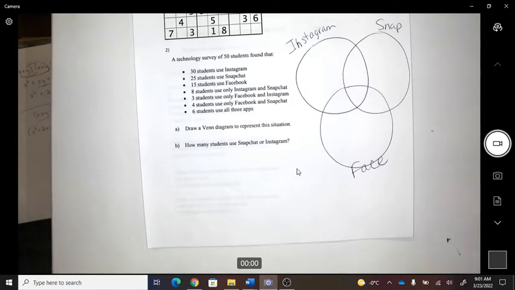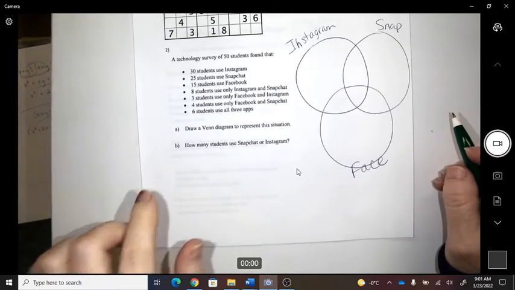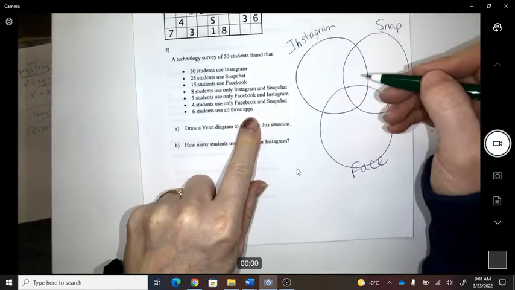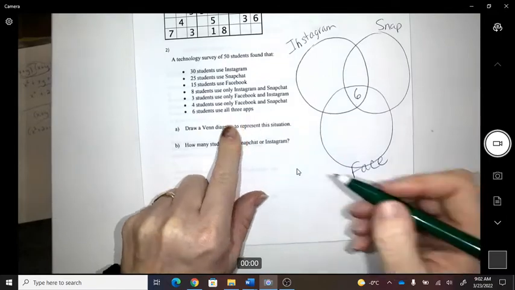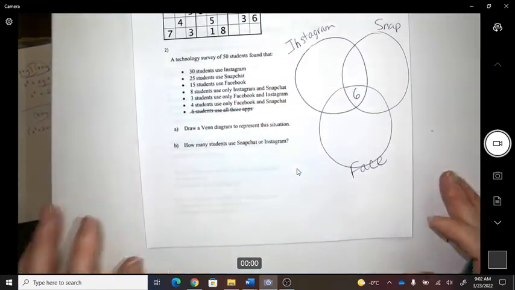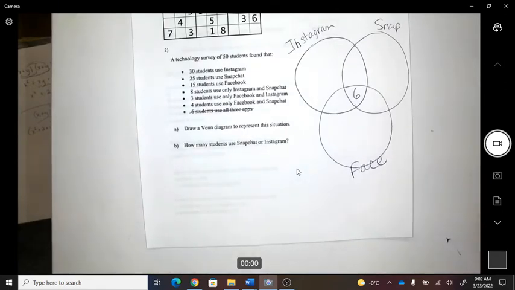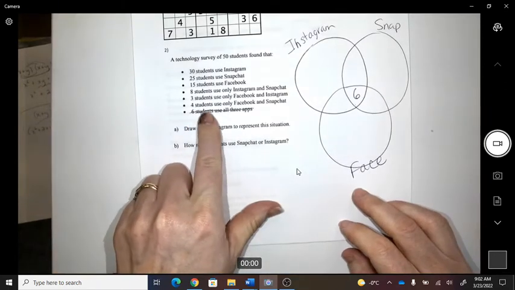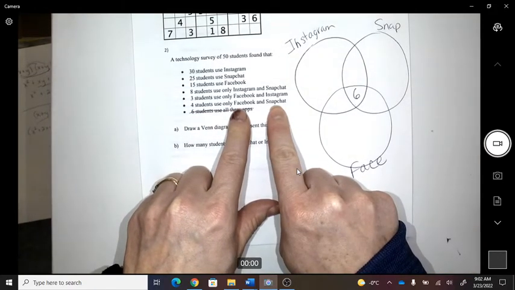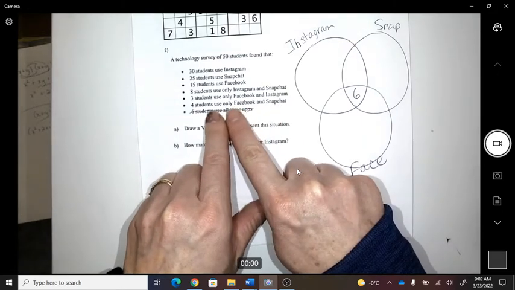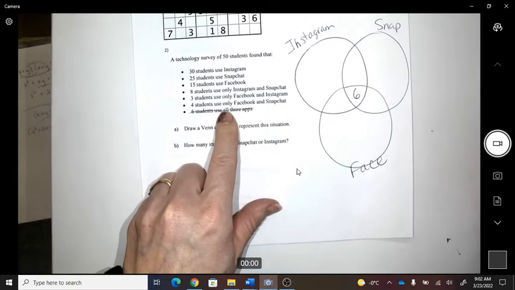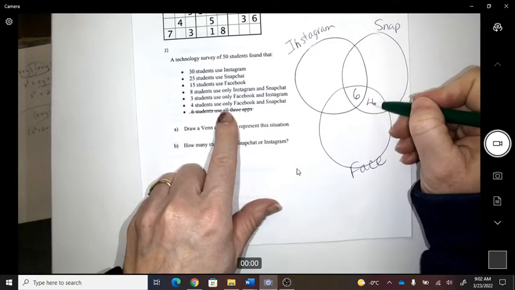Okay, so when I start these, I like to start with this bottom one. 6 students use all 3. So that will go smack dab in the middle where they all 3 overlap. Okay, then I look for some kind of and statement. So if we go above it here, 4 students use Facebook and, oh, okay, this one's different. 4 students only Facebook and Snap. So that would be here.